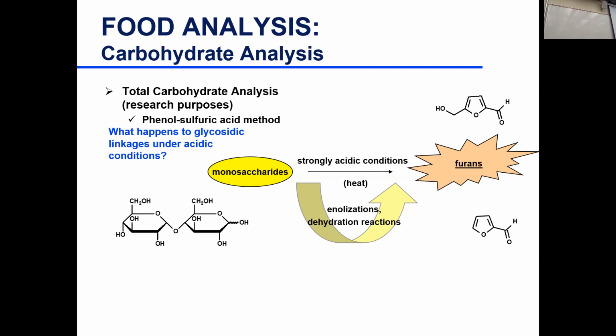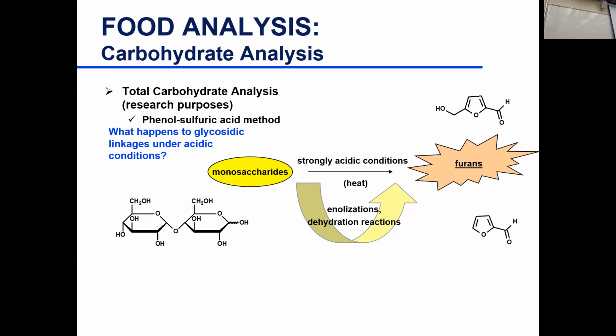So during this, you use a corrosive reagent, which is sulfuric acid. You have your sample, and then you put in the sample concentrated H2SO4. The concentrated H2SO4 is going to break the glycosidic bonds, alpha or beta, to give you monosaccharides.